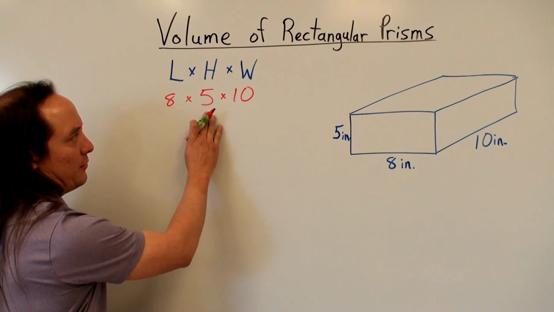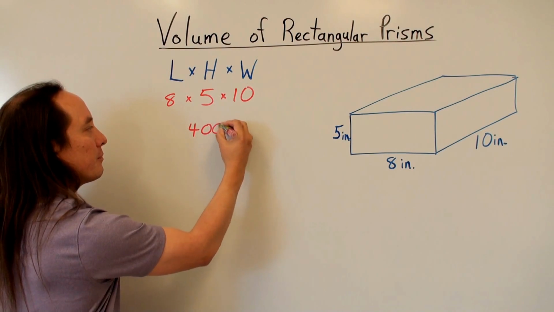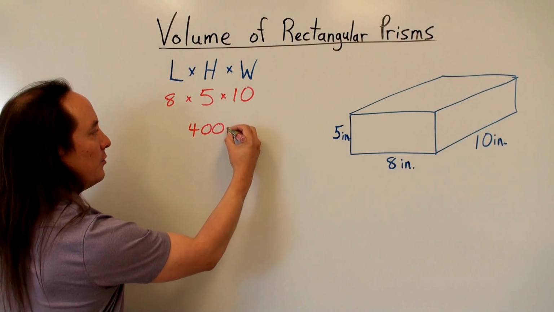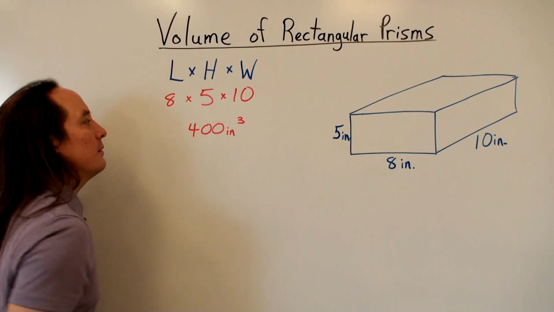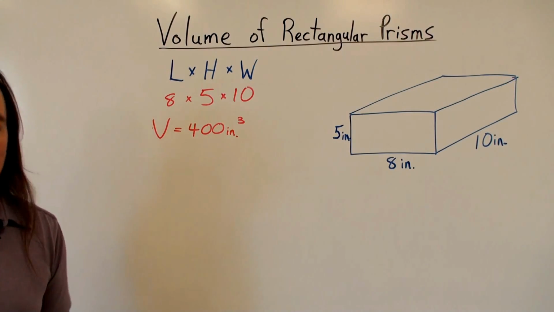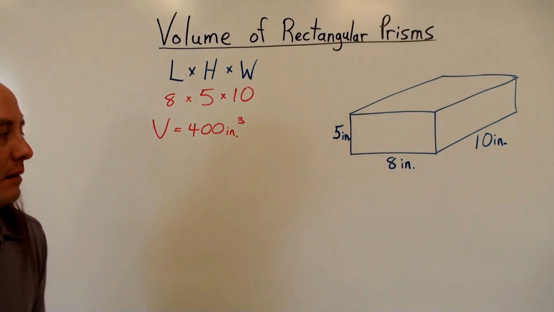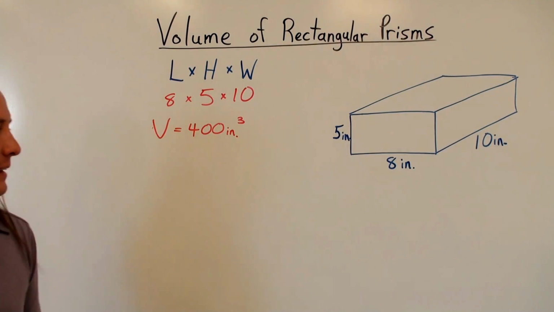So 8 times 5 is 40. 40 times 10 is 40 with an extra 0, or 400. In this case, it's inches cubed. Okay, so that's the volume of that rectangular prism. So it's not too bad, right? It's pretty easy. It's not too crazy.